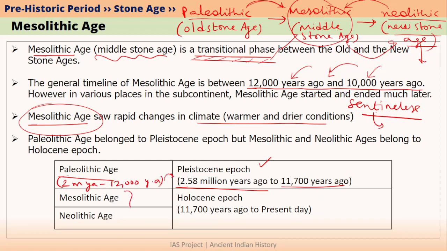Whereas the Mesolithic Age and Neolithic Age belong to the Holocene Epoch. The Holocene Epoch is the epoch which we are living in today. It started 11,700 years ago and it is continuing even till the present day. So this is one of the most important distinctions you have to make in the Stone Age. That is, the Paleolithic Age belongs to the Pleistocene Epoch, but the Mesolithic Age and Neolithic Age belong to the Holocene Epoch.